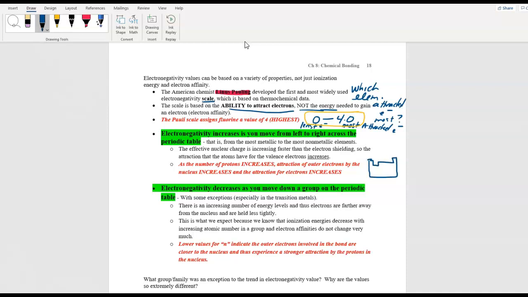So electronegativity increases as you move left to right. Now that's got to make sense, ladies and gentlemen. It needs to make sense. Why do the nonmetals want electrons the most? Okay, so here it is.